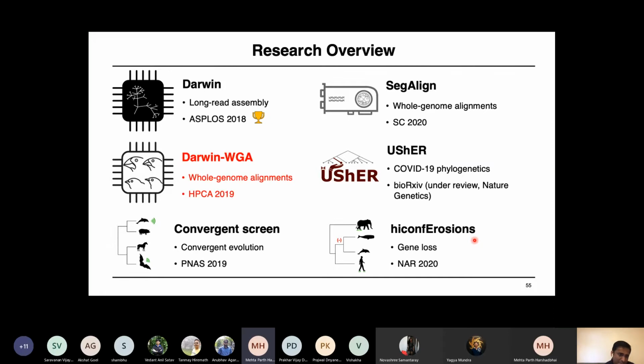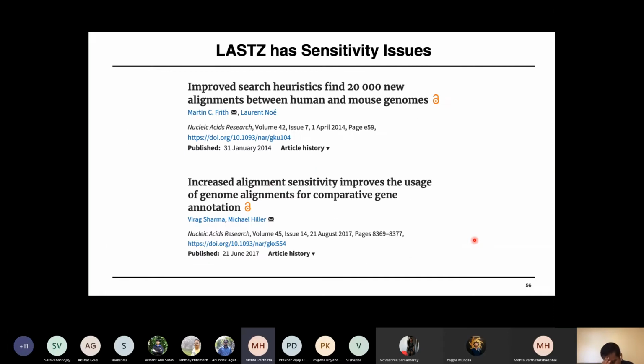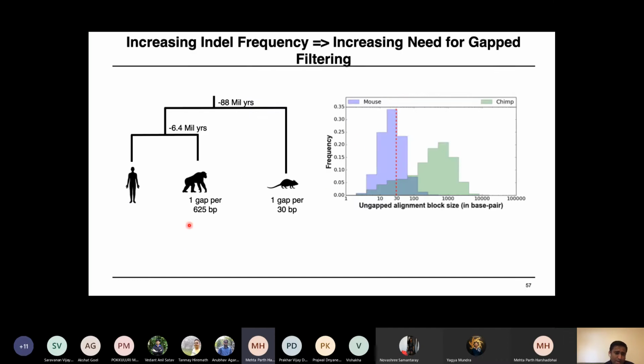We published this in HPCA last year, but this is different from Segalign in that what we had noticed with LASTZ in particular is that it had some sensitivity issues, which means it was not able to discover some of these alignments, which we thought are very useful. And people have published about this extensively in the past. But the basic problem is that a LASTZ-like tool, or Segalign now, would work really well when you're comparing closely related species. For example, if you're comparing human and chimp together, they are already very similar sequences, so it works very well for that.